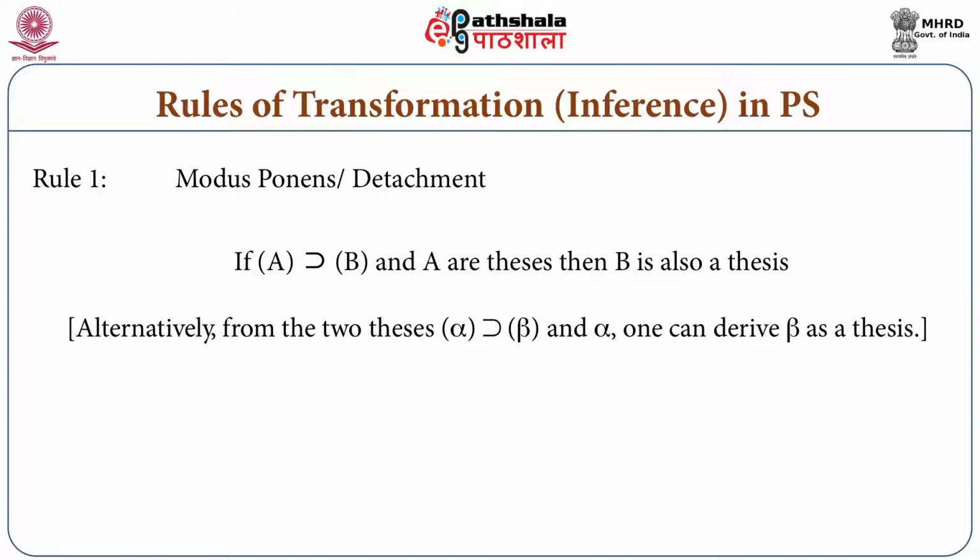Rule 1 is called Detachment Rule, or normally it is called modus ponens rule. It is like this. If A implies B is a thesis and A is also a thesis, then we can infer that B is also a thesis. I repeat, if A implies B is a thesis and A is also shown to be a thesis, then we can infer that B is also a thesis.